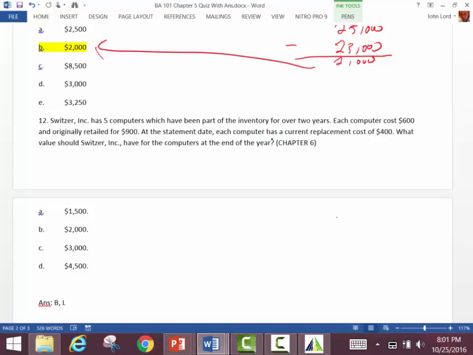Each computer cost $600 and originally retailed for $900. At the financial statement date, each computer has a current replacement cost of $400. So do you want to value these at 600, 900, or 400? 400, right? Lower of cost or market, and our market has come down to 400. So 400 times 5 computers gives me $2,000.